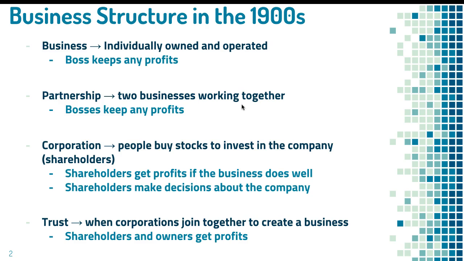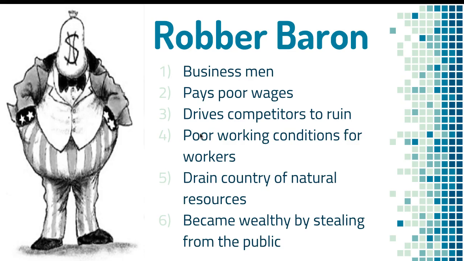Then you have a trust, which is when corporations join together to create a bigger business, and the shareholders and owners get profits. Typically, with a trust, the person is trying to control each part of their production line, from the cutting of the wood to the making of the pencil to the molding of the metal that goes on the end of the pencil to putting the eraser in. The person wants to own all of those companies to make more money. Okay, so in the 1900s, there were a lot of people who did this, and these men who made a lot of money were classified into 2 different categories.